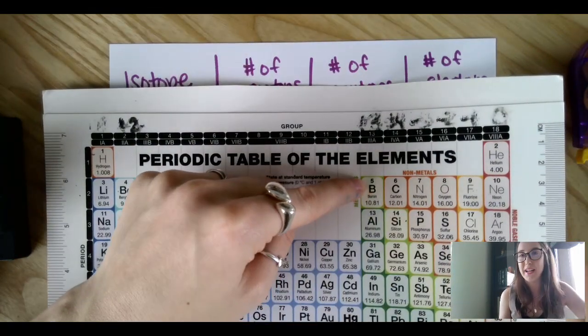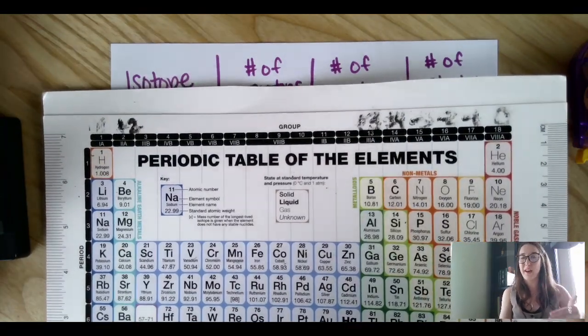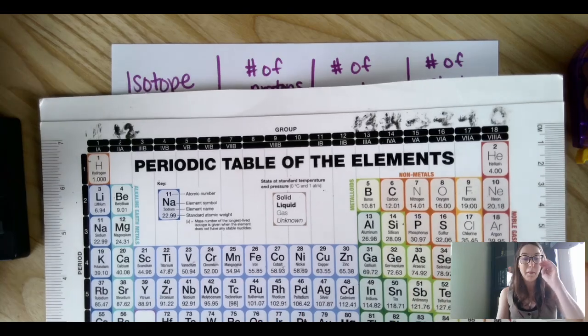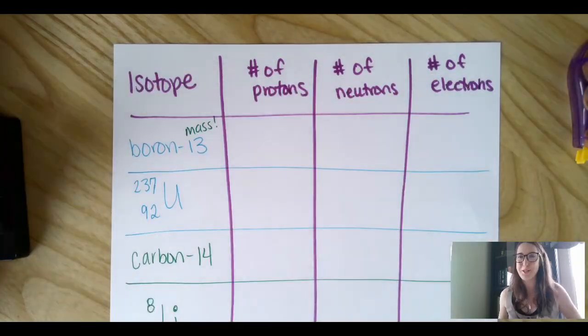Boron is element 5, okay? Nobody else in the periodic table can be element 5. Boron is the only one that has 5 protons, so that's not changing. But we are changing the number of neutrons, which is changing the mass number, okay?